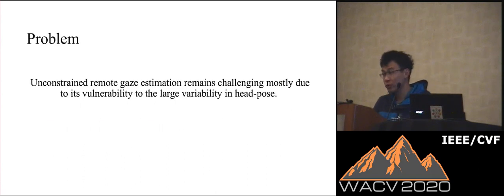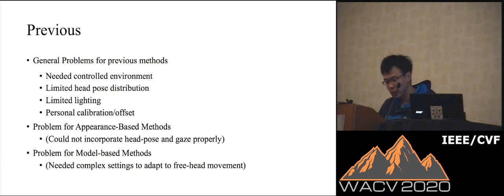So the problem we try to solve in this paper is unconstrained remote gaze estimation. This problem remains challenging mostly because existing algorithms still have a hard time covering a wide range of head poses. Many methods were presented previously to solve this ongoing problem. However, some common problems still exist for these methods. For example, they require a controlled environment or cover only a limited head pose distribution. Appearance-based methods need a lot of training data, and the distribution of such data is typically biased. On the other hand, the model-based approach needs complex settings to make it applicable in real-world scenarios.